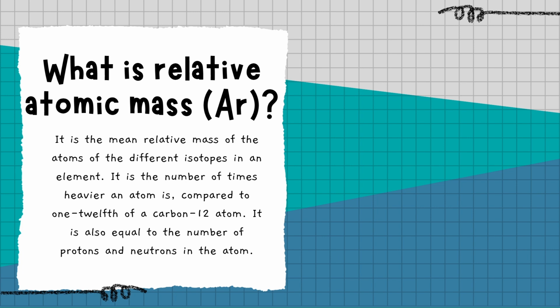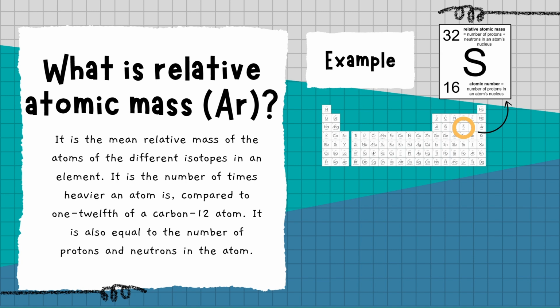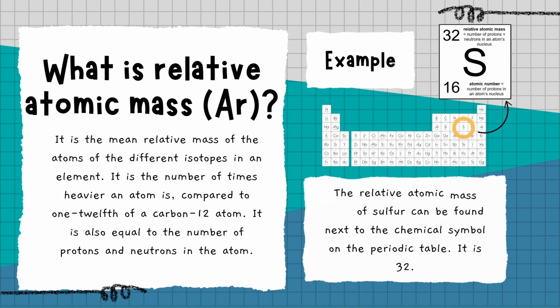We can easily find the relative atomic mass of any element from the periodic table. Just look for the bigger number with the element symbol. For example, for sulfur, the atomic mass is 32. Remember, the smaller number, which is the atomic number with the symbol, represents the number of protons, not the relative atomic mass.